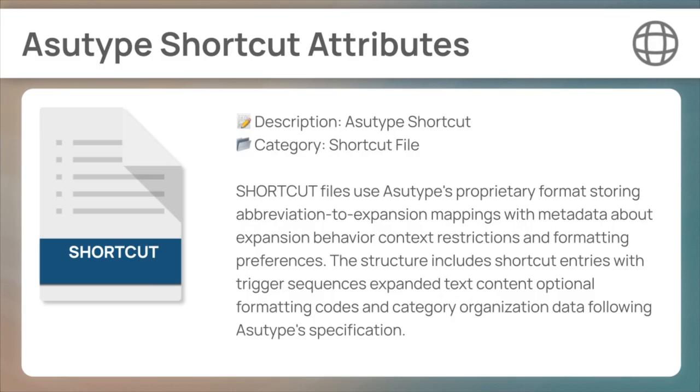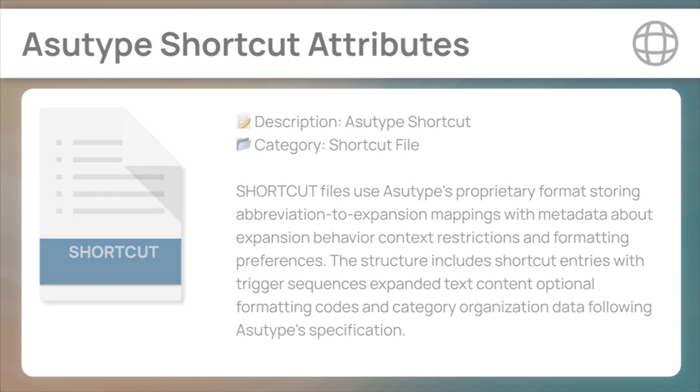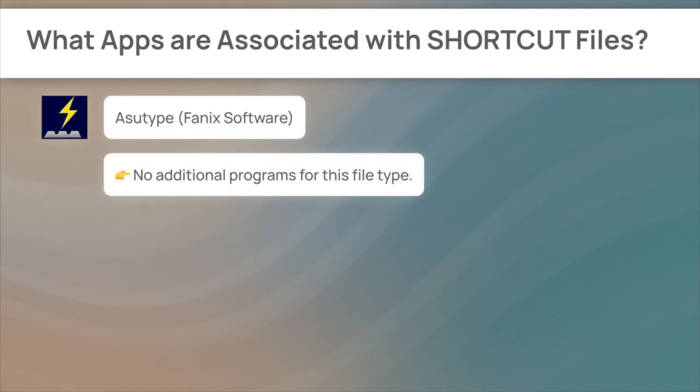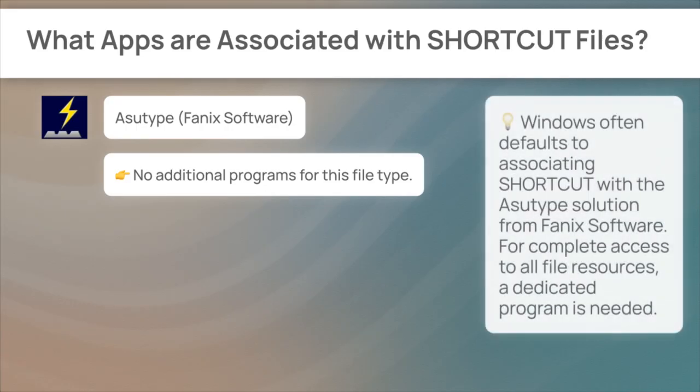The structure includes shortcut entries with trigger sequences, expanded text content, optional formatting codes, and category organization data following Asutype's specification. Commonly, shortcut files use Asutype, developed by Phoenix Software. For complete access to all file resources, a dedicated program is needed. Windows treats shortcuts as references that break when the target file changes locations.